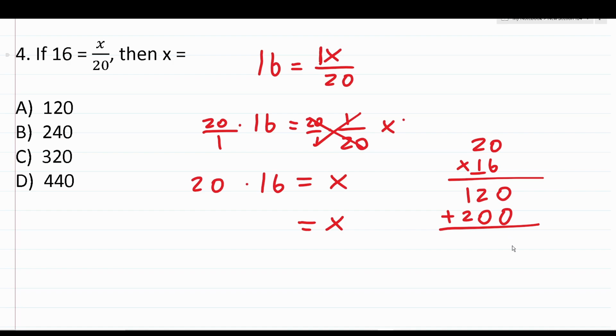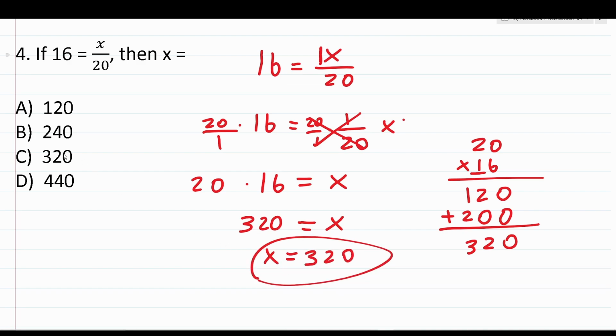Let's add these together. 0 plus 0 is 0. 0 plus 2 is 2. 2 plus 1 is 3. So x in this case is 320. And of course, in math, it's customary to write the variable for which you solved on the left. So x equals 320. Of course, this is answer choice C.